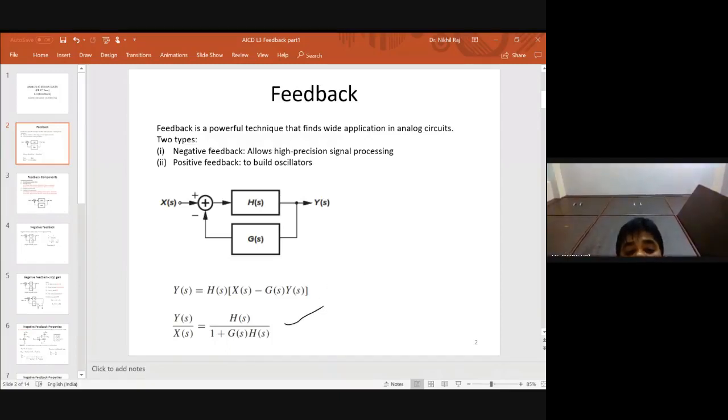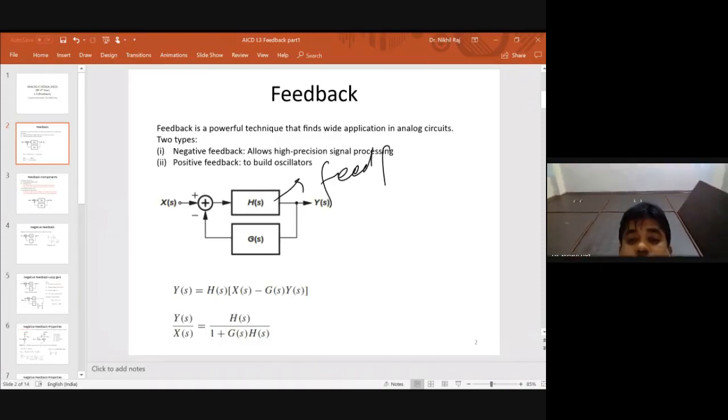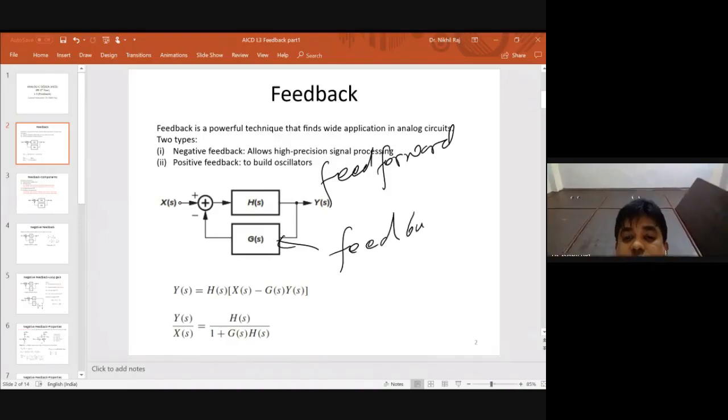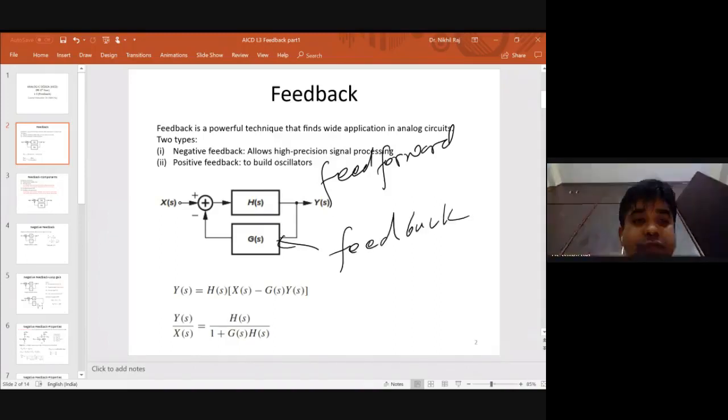So we got H(s) by 1 plus G into H, where this H is your feed forward, and this is called your feedback signal.